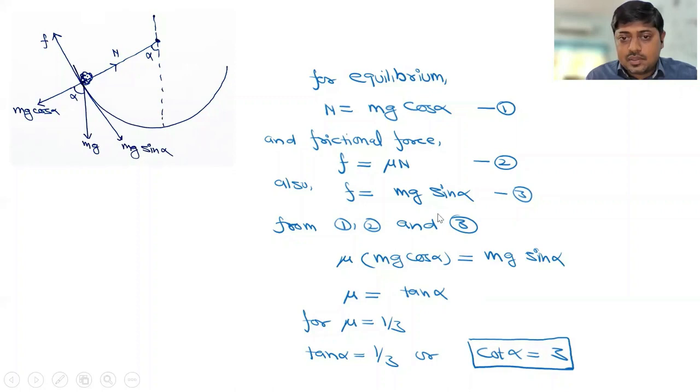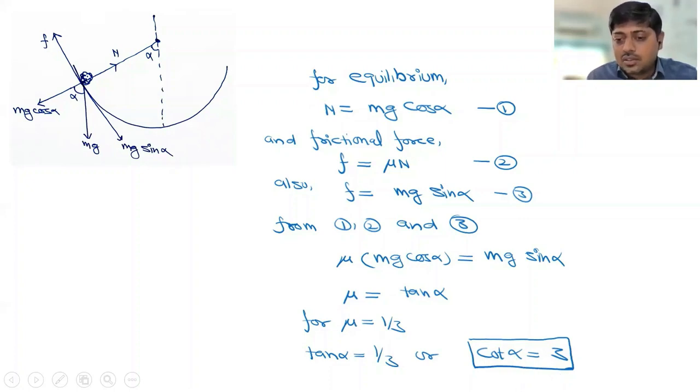Now from 1, 2, and 3, from these relations, we can simply write it in this form, that is mu mg cos alpha is equal to mg sin alpha. We are just putting these values in these relations. And from here, we can write mu is equal to tan alpha, and the value of mu is already given, that is 1 by 3. So we can write simply tan alpha is equal to 1 by 3. Or in other way, we can write it as cot alpha is equal to 3.